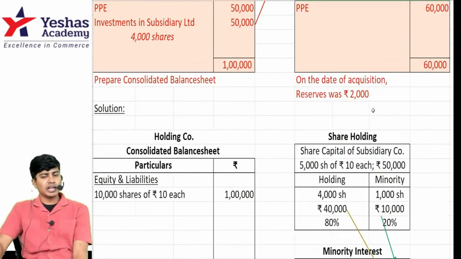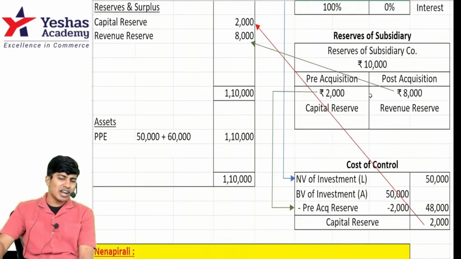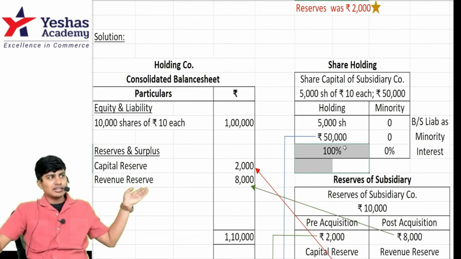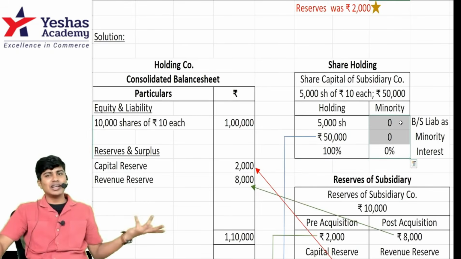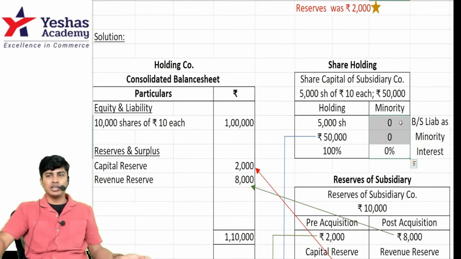Shareholding. You understood why I computed 80-20? Sir, previous question you didn't make us do. Previous question was a 100% subsidiary, so there was no minority. If they are there, you can give. If they are not there, how can you give it to someone? How can you give something to somebody who's not there?